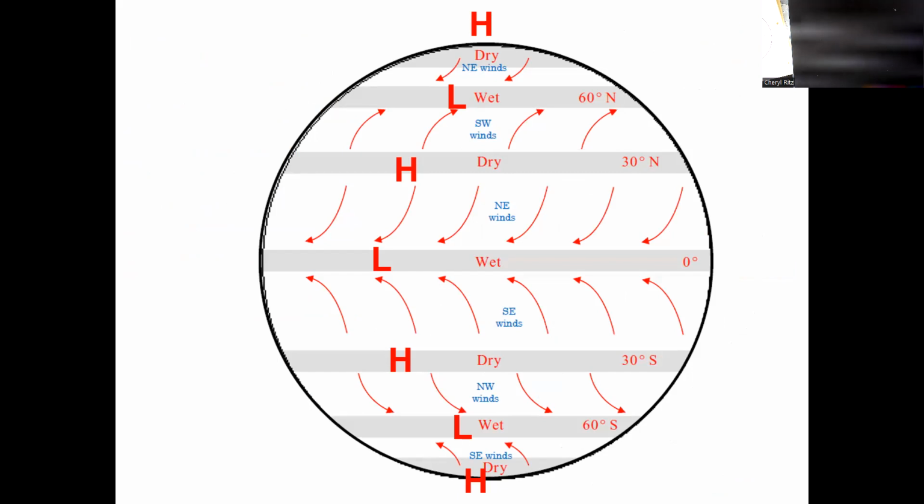So let's label the high pressures on your packet. All the butts of the arrows get highs. All the heads of the arrows should get lows. So if you haven't already added the H's and the L's to your packet, please do that now.